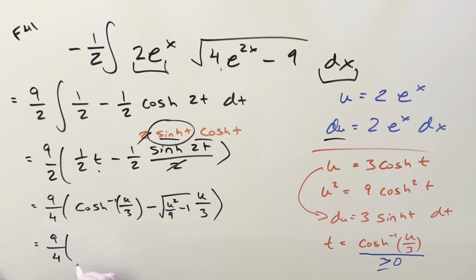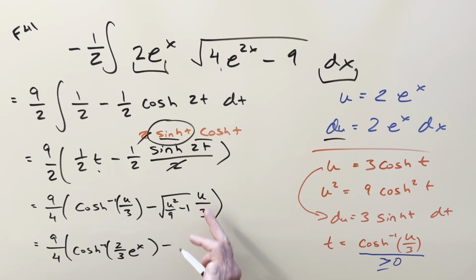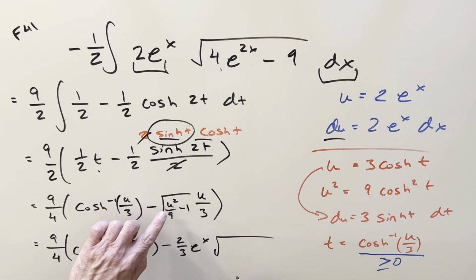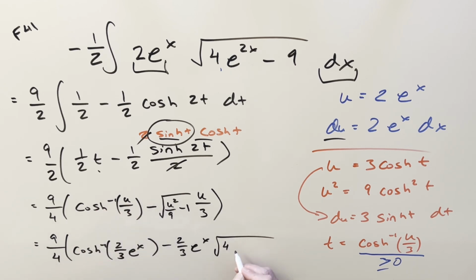So we'll have 9/4. Here, this is going to become cosh inverse. Plug that in, we have 2/3 e to the x. Here, I'll reorder this and bring the u over here just because it makes more sense over there. So we'll have 2/3 e to the x times the square root. Then this thing is going to become 4 e to the 2x over 9 minus 1.